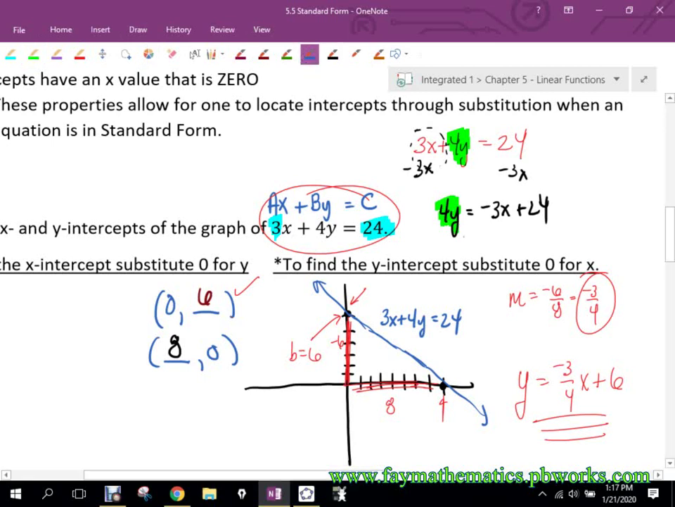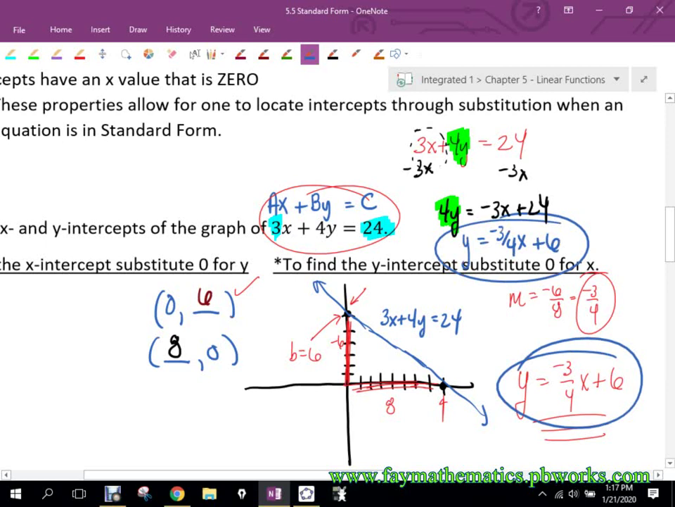Now you're going to divide by 4, right? So that gives me negative 3/4 x. 24 divided by 4. Is that 6? Is it the same equation?